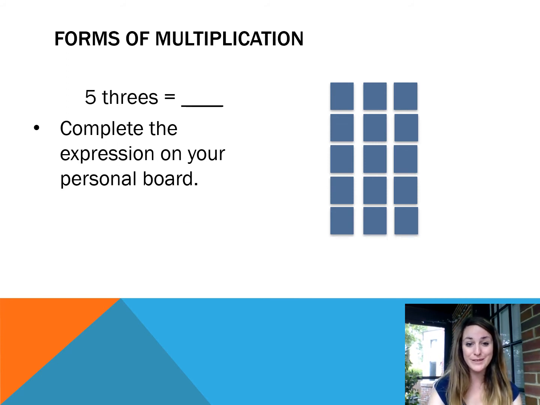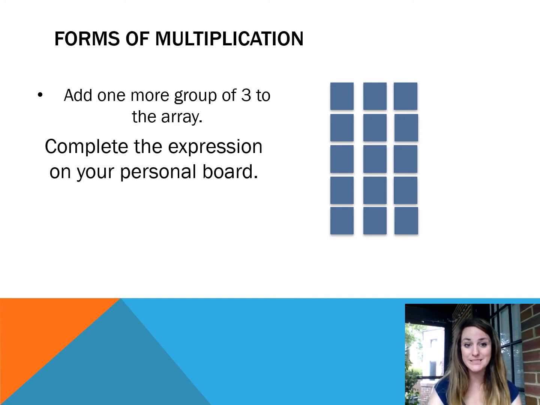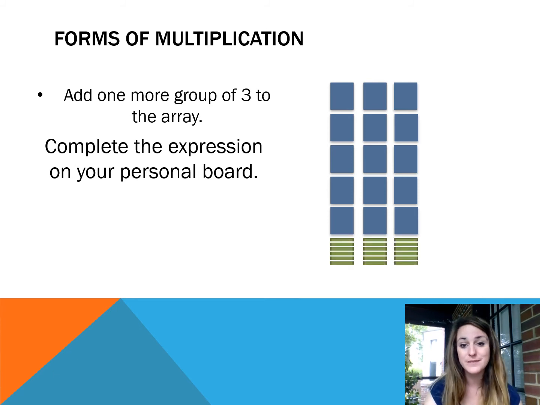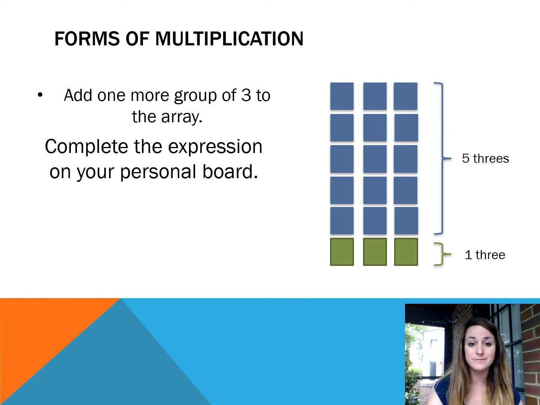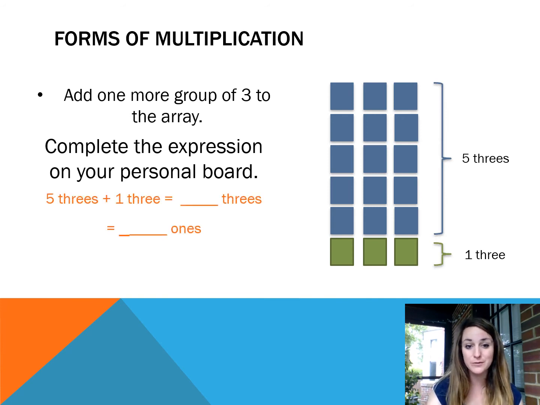5 3s equals unknown. Complete the expression on your board. What is the total that you see in this array? 5 3s equals 15. Let's add one more group of 3 to the array. Complete the expression on your board. 5 3s plus 1 3 equals how many 3s? 5 3s plus 1 3 equals 6 3s.